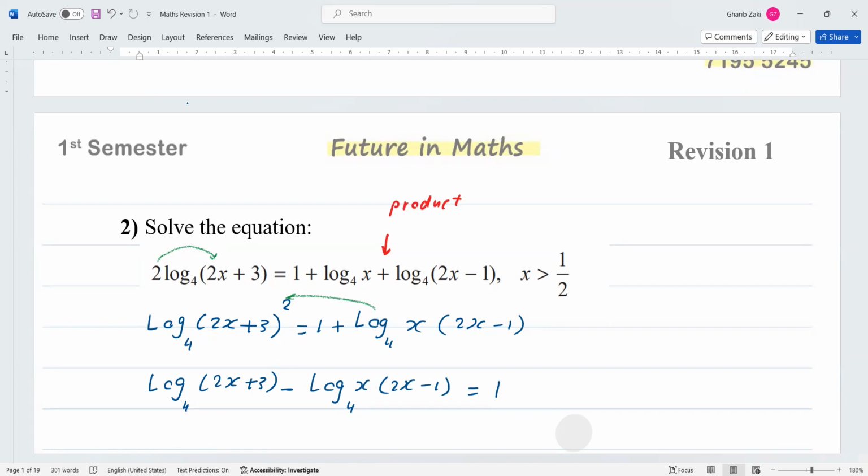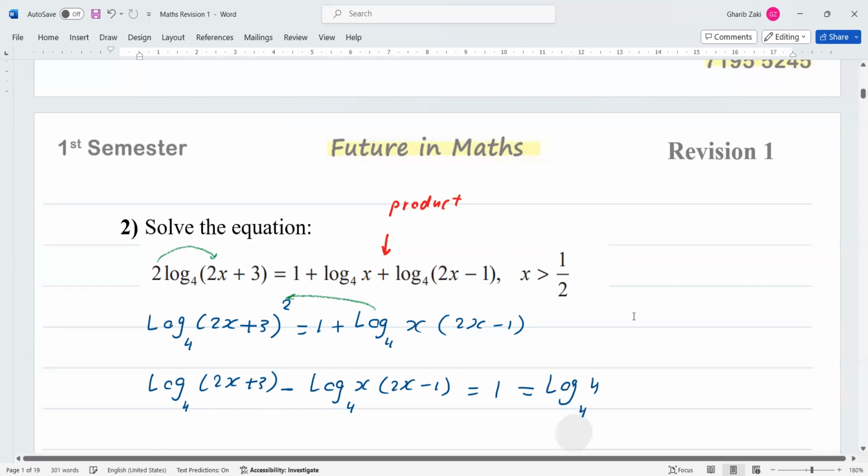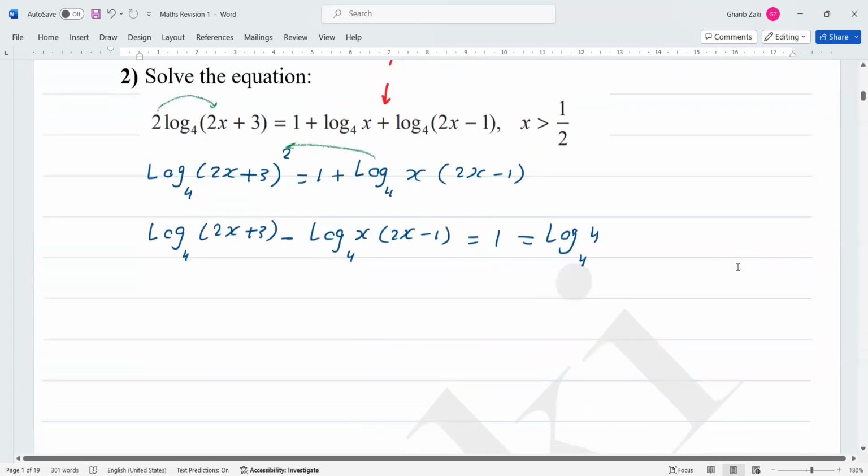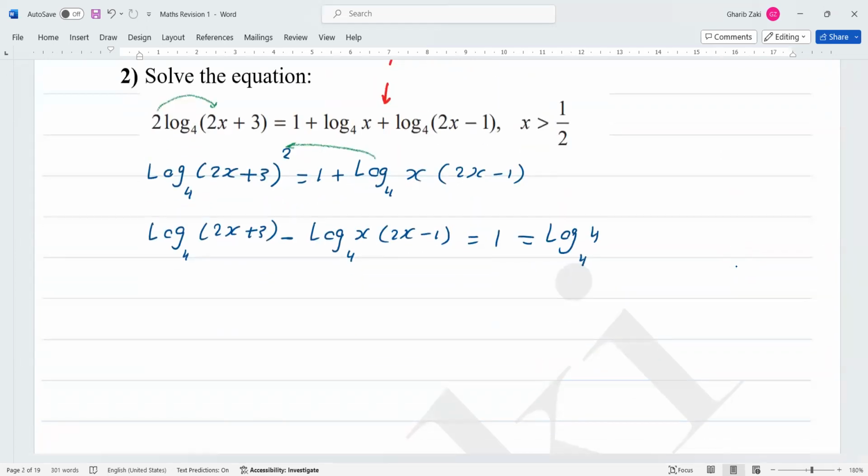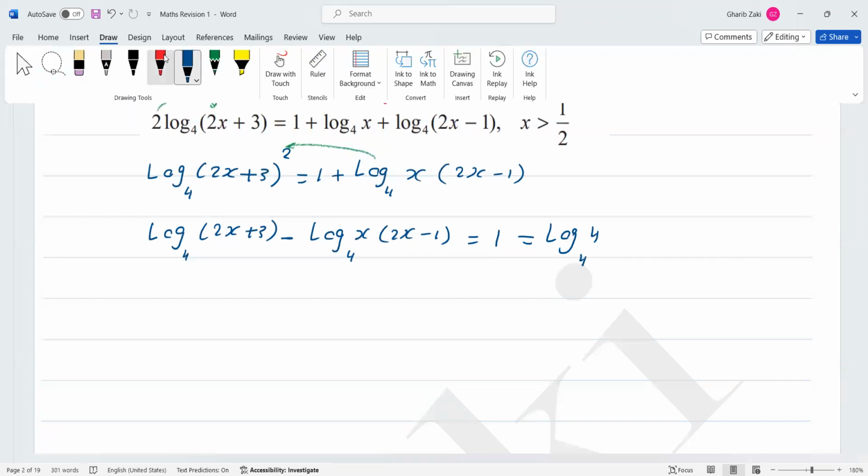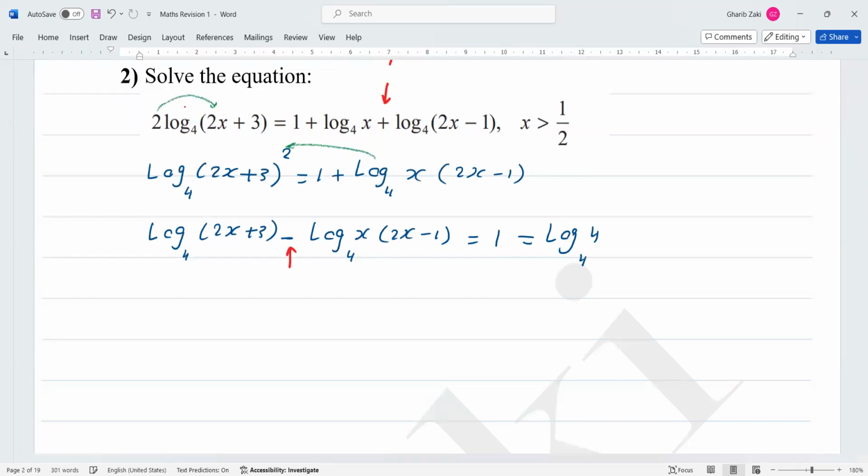We can write 1 as log any number to the same base. The base is 4. Then we can rewrite 1 as log 4 to the base 4, because log 4 to the base 4 equals 1. Now, minus in log becomes divide. So this becomes divide.